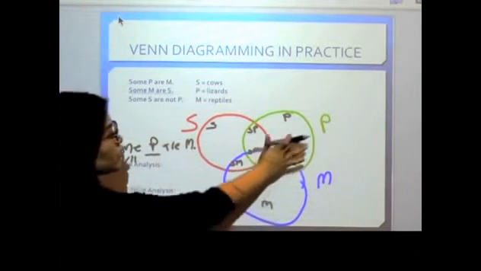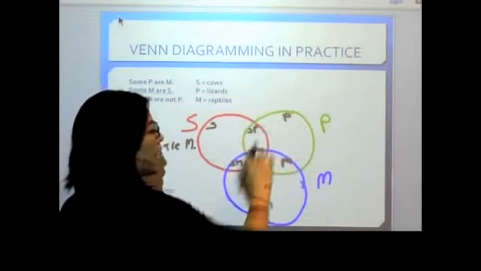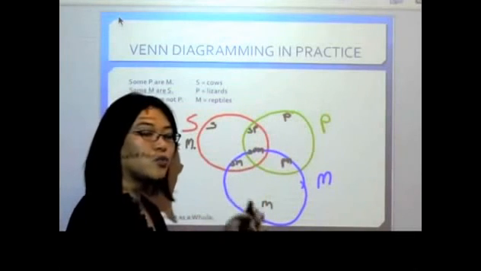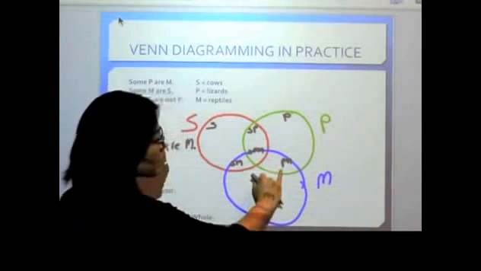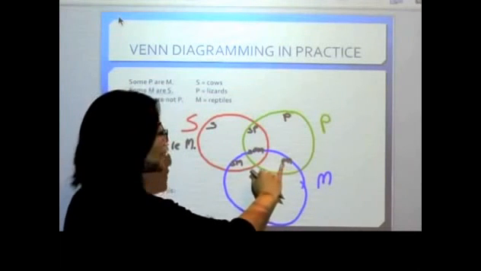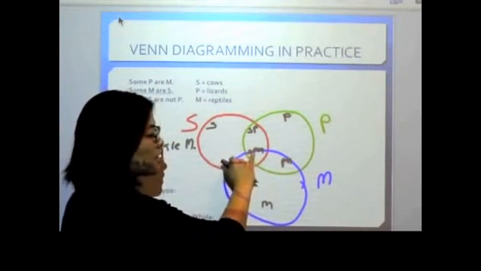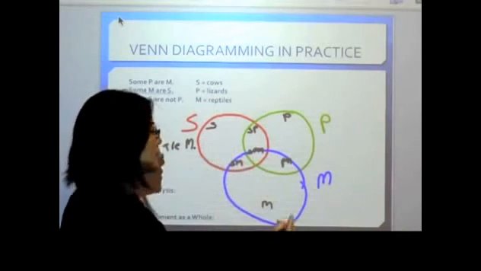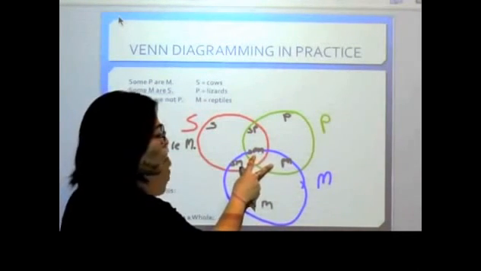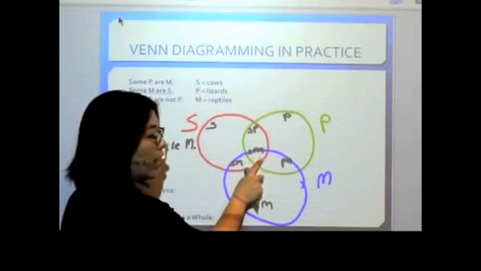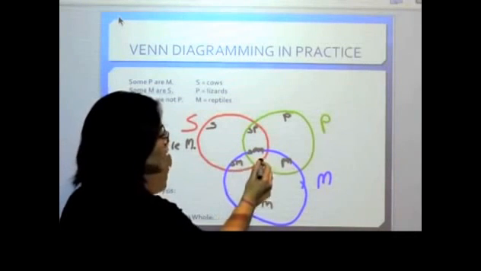So we go into the P circle and notice that there are actually two possible places now where we can put this X. Here's a place where it's a P and an M, as well as here where it's a P and an M as well as an S. Because there are these two possible areas open, we're going to put the X on the line that separates those two possible areas.